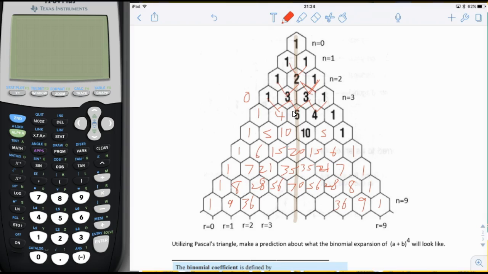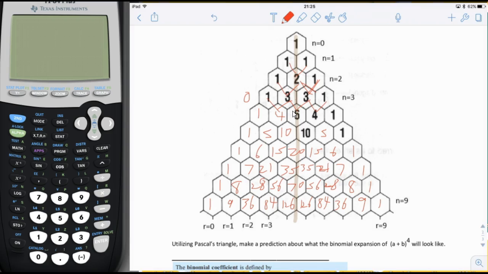Now I'm going to start using my calculator. 28 plus 56 is something 4, maybe it's 94. 28 plus 56, 84. This is 84. 56 plus 70 is 126.